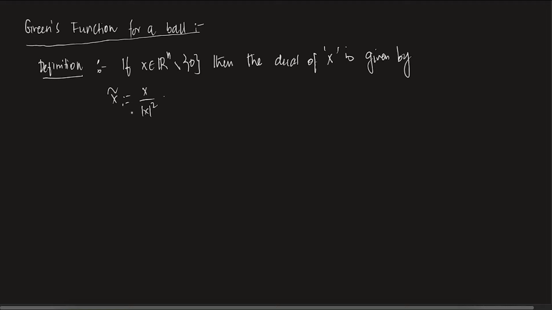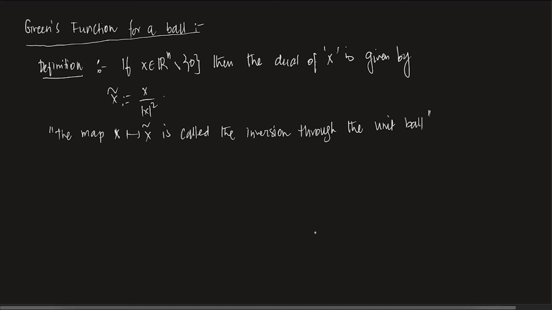So essentially what we are doing is taking the inversion of x with respect to the ball. This mapping, the map x going to x tilde, is called the inversion through the unit ball. I will make all of this clear, why we suddenly started with something like this and what exactly it means. So let's understand in more detail what it means.